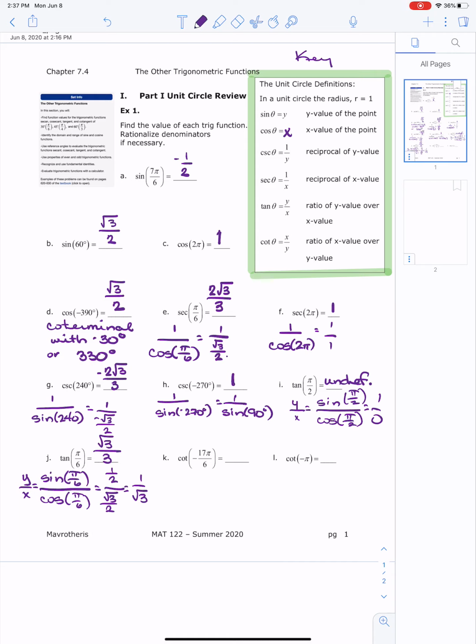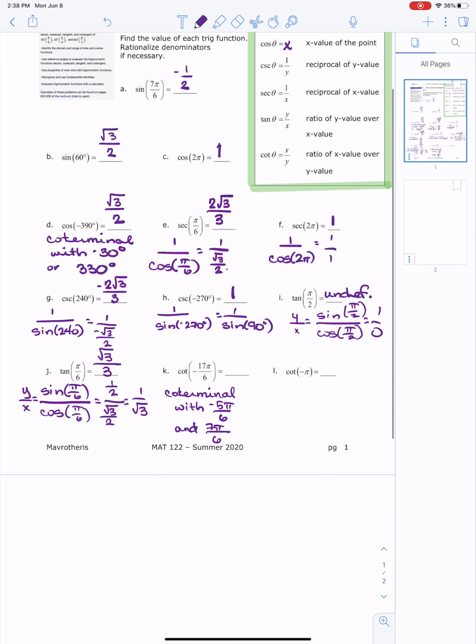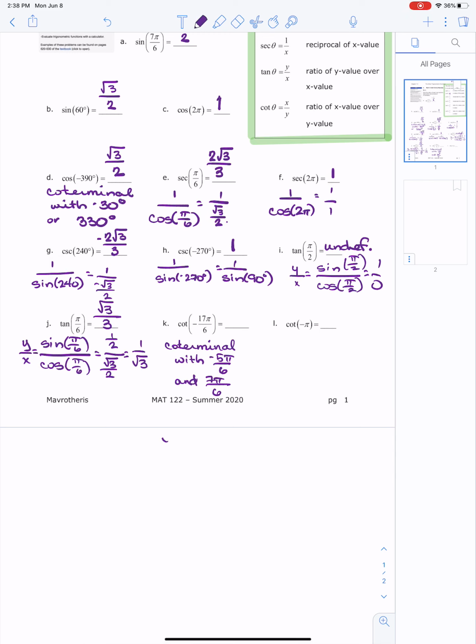So first off, we got a couple things to work with here. I need something that negative 17 pi over 6 is coterminal with. So I can add 2 pi, that's 12 pi over 6. I get this is coterminal with negative 5 pi over 6. I'd like to have that as a positive since that is how my unit circle is written.